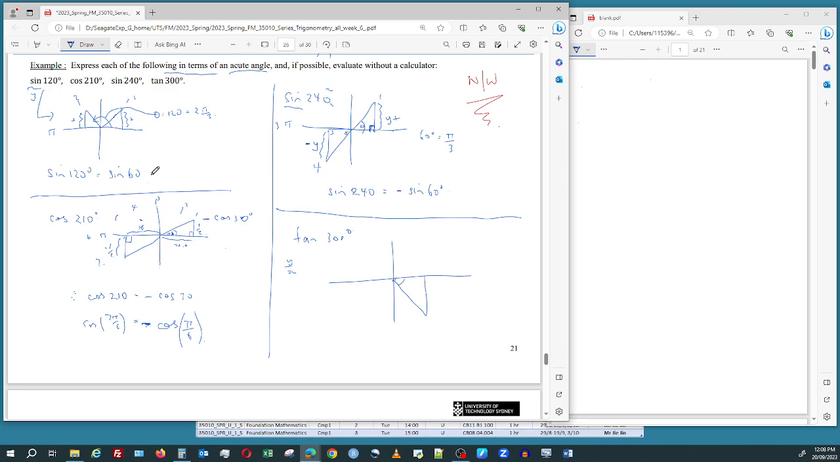So the evaluations are going to be root 3 on 2, aren't they? If we evaluate them. Okay, for cos it's x, and x is root 3 on 2. So it's minus root 3 on 2. There's our minus there, and minus there. So for this one here, this is again minus root 3 on 2. So 60 here is root 3 on 2 minus, and a half there.